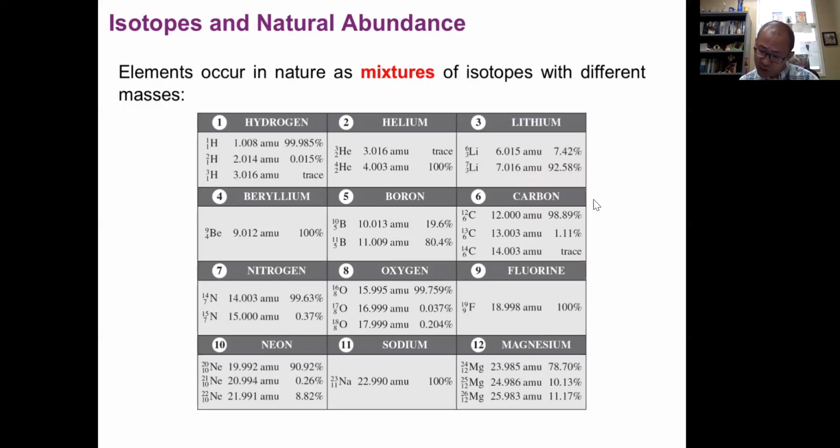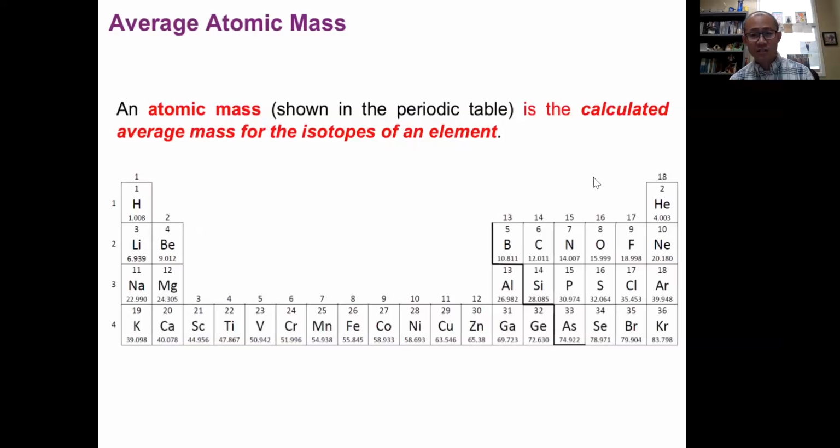But when you have a mixture of it, how do we know the mass of that element? Because it exists as a mixture, right? One is 6, one is 7. And they also come in different percentages. The mass number 7 has a greater percentage. The mass number 6 has a smaller percentage. So how do we know the mass of the element? Or in another way, how is the mass number in the periodic table calculated?